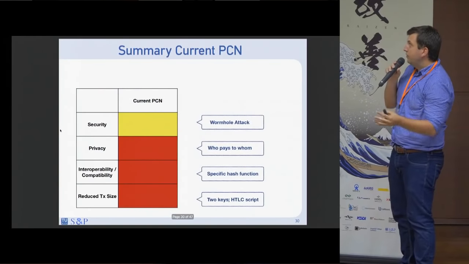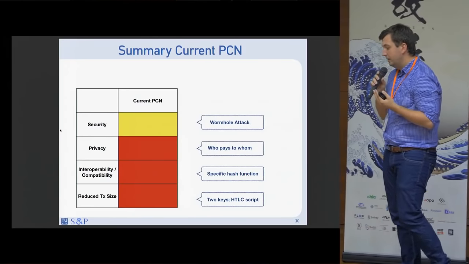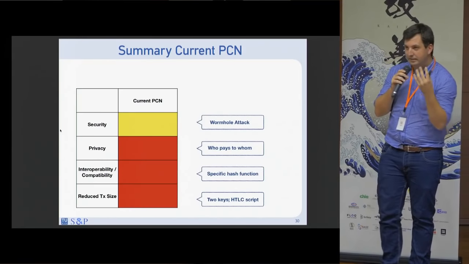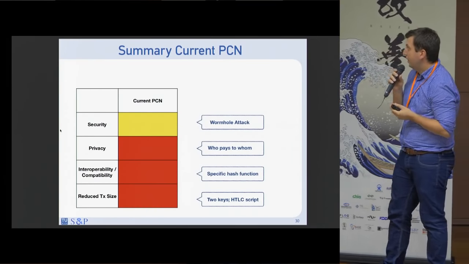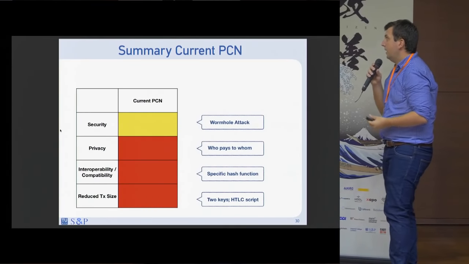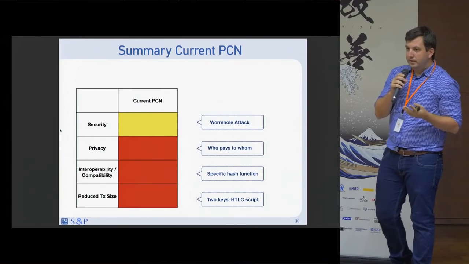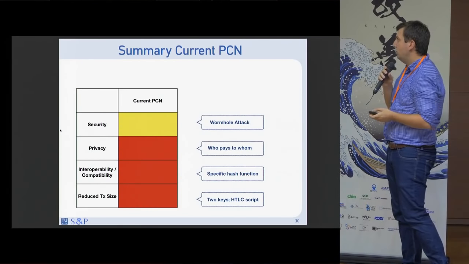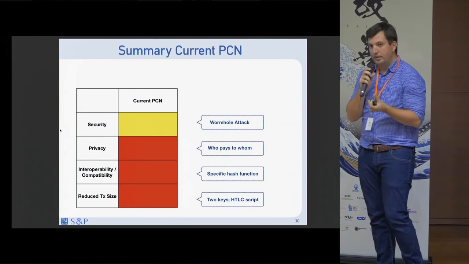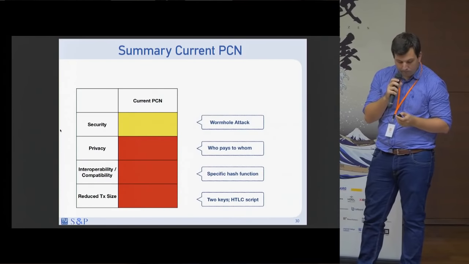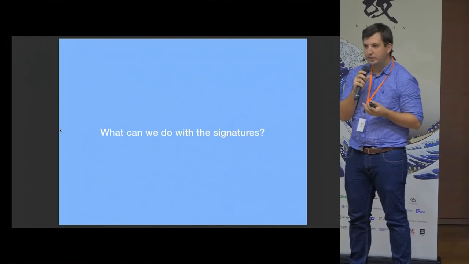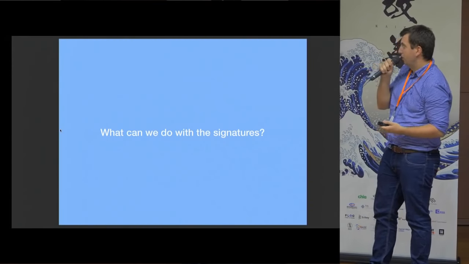So in summary from this part, I think the payment channel network is a fantastic technology, but there is a long way to go, and there are several things that we need to work on and improve. We saw that the security is not as good as we would wish. The privacy also has problems: we saw the attacker can figure out who pays to whom. And as we saw, there are interoperability issues, and also the transaction size is not as small as we would wish in practice. So in the second part of the talk, I'm going to try to present what we propose to solve some of these problems.